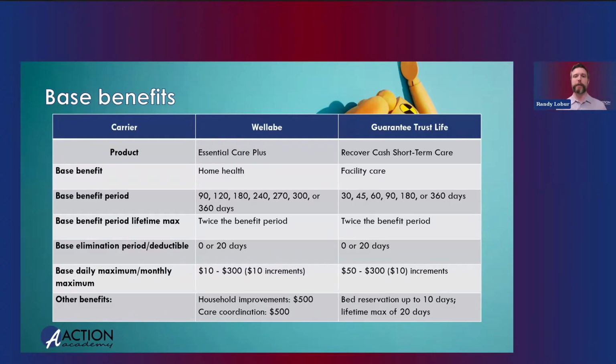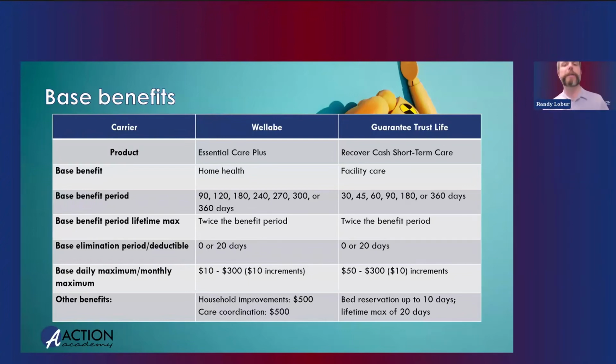Included on that Wellaby plan, if you don't buy any riders, your clients will also get a $500 reimbursement for any household improvements that they might need to make to help them live with that disability in their home. And they'll receive a $500 care coordination benefit to help them get from place to place or handle their appointments and so on and so forth.